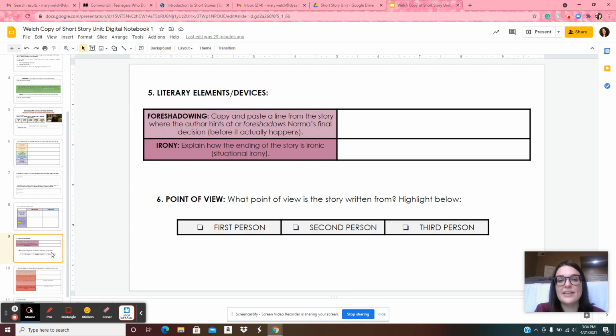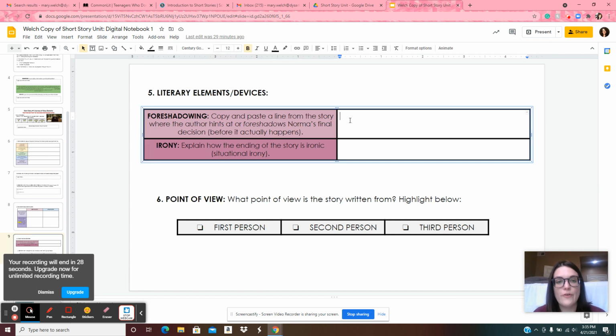The literary devices page, they want you to find examples of foreshadowing where they're hinting at what Norma's final decision is going to be. So I'm looking for one example here, but I want you to pick the line that, as soon as you read it, you knew. And then for irony, you want to explain how the ending is ironic, and you can find the definition of situational irony in that cheat sheet I showed you before.